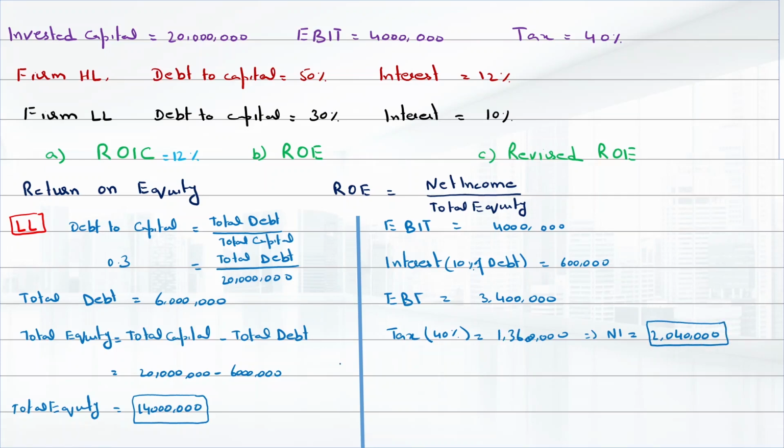By using this, we will find return on equity, that is net income, that is 2.04 million divided by total equity, that was 14 million. Return on equity is 14.57%.